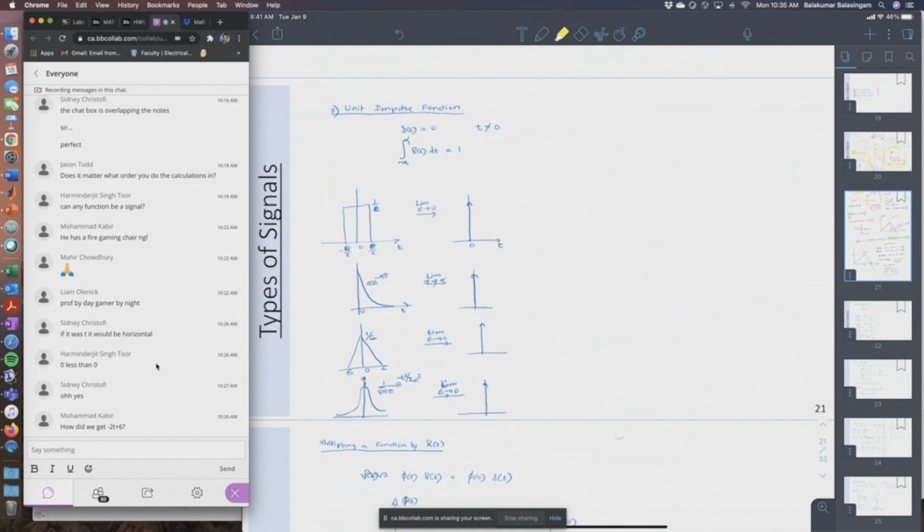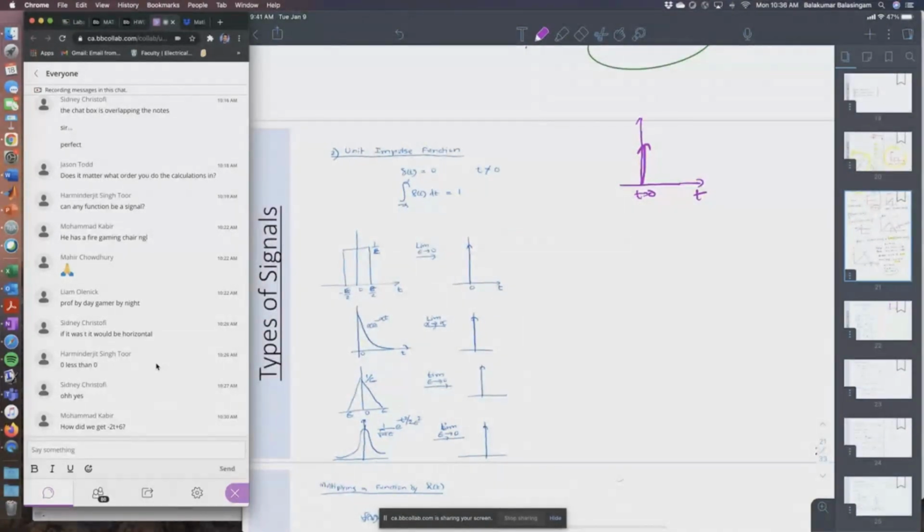So the unit impulse function, if you ask me to draw it, I will draw it like this. It's like with an arrow. So this is t, that's t is equal to 0. I'm just going to draw an arrow and then write. There's some effort needed to understand this function.